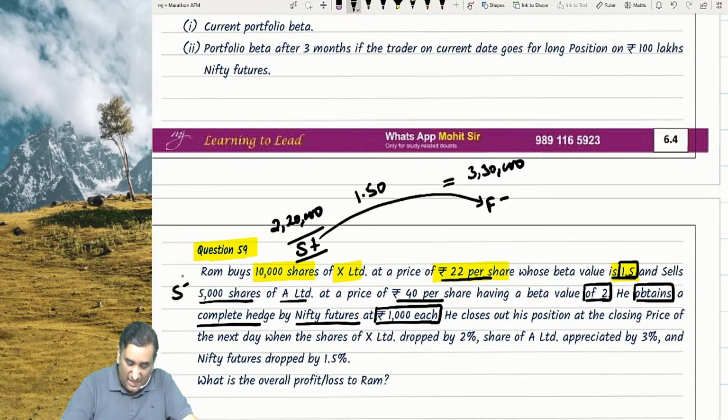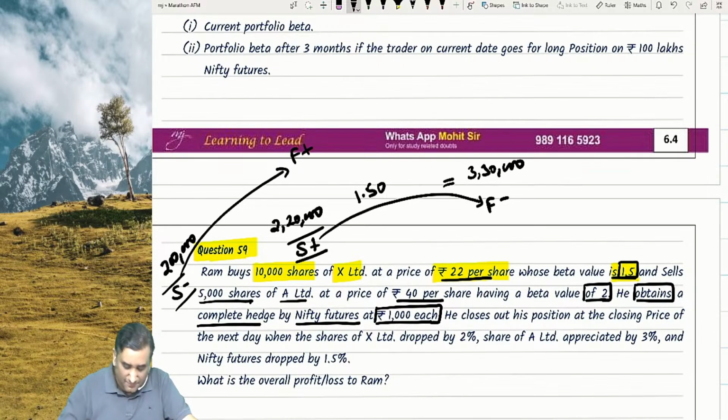Now with respect to the S minus, here we'll do F plus, and the amount is 5,000 into 40. That is the short selling he has done. Sir, how much short selling? It's 5,000 into 40, 2 lakh rupees of short selling. And how much is the beta? 2. 2 into 2 lakh, how much? 4 lakh plus.